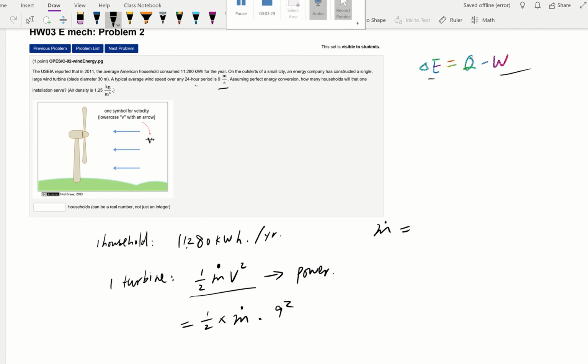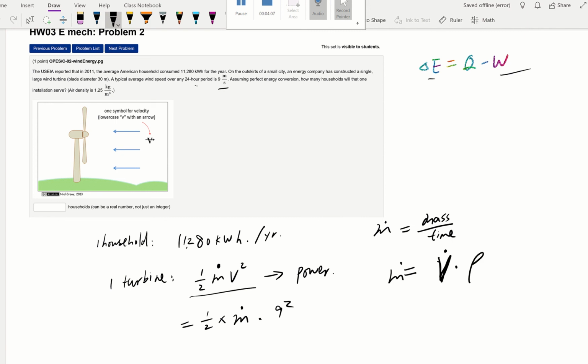You can go ahead and refer to the earlier YouTube video I made. I believe it's under the physics and engineering fundamentals playlist. So here's a quick review. Mass flow rate is mass over time, and mass flow rate can be related to the volume flow rate. It's V dot, the volume flow rate, times the density.